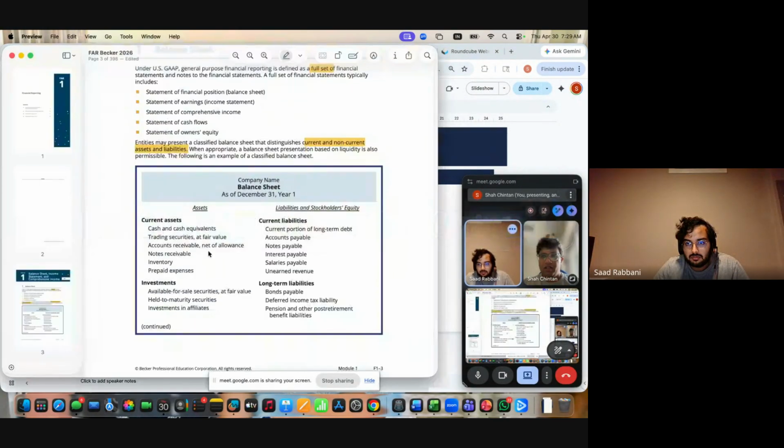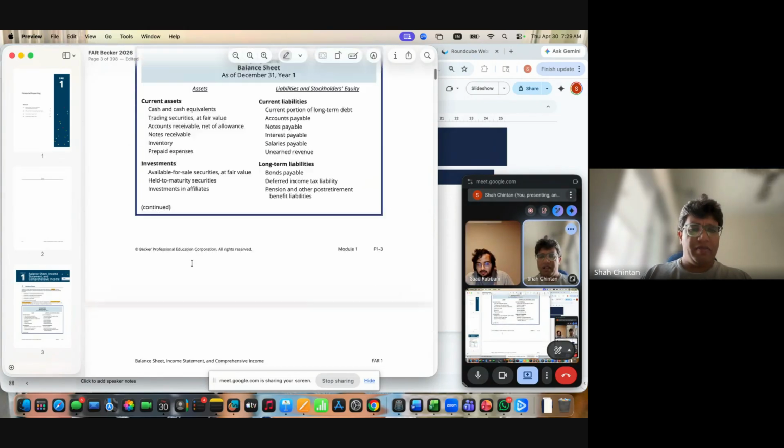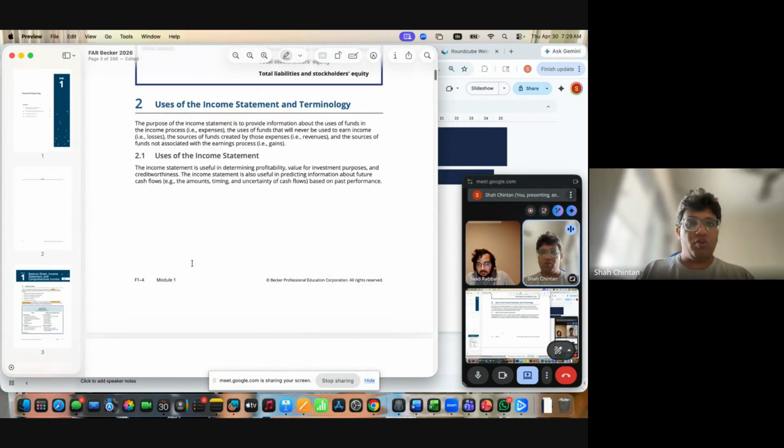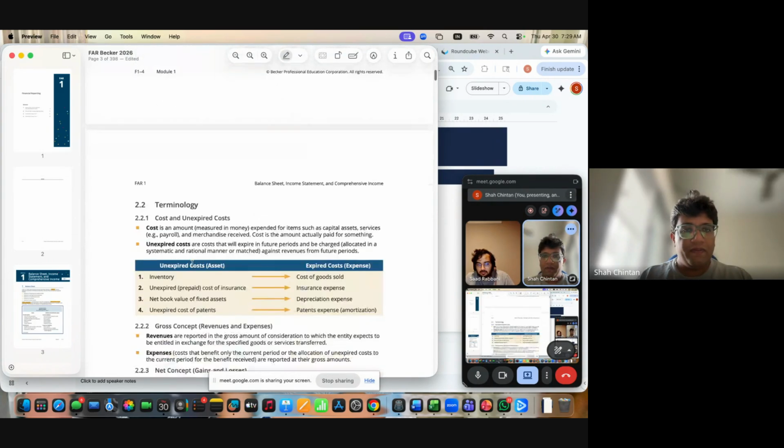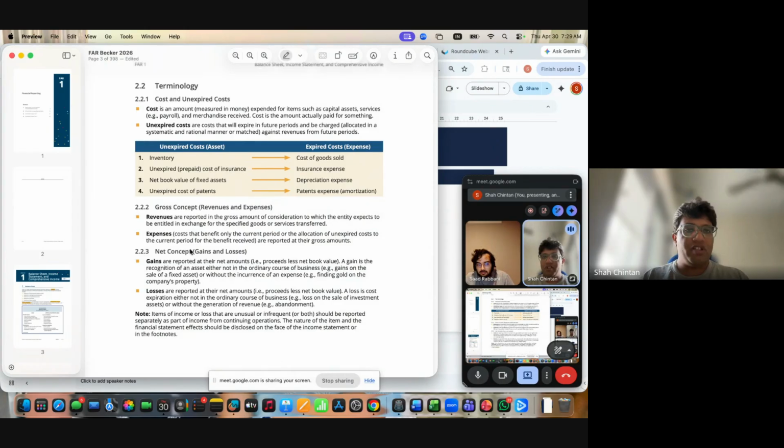Let's quickly do a recap as well. So, income statement. You have certain terminology we just saw. Inventory, when it goes to P&L, becomes cost of sales; prepaid insurance becomes insurance expense; your assets or intangible assets go as depreciation or amortization expenses. Then we saw the definitions of revenue and expense. Gains and losses are generally non-recurring in nature. This note is very important.